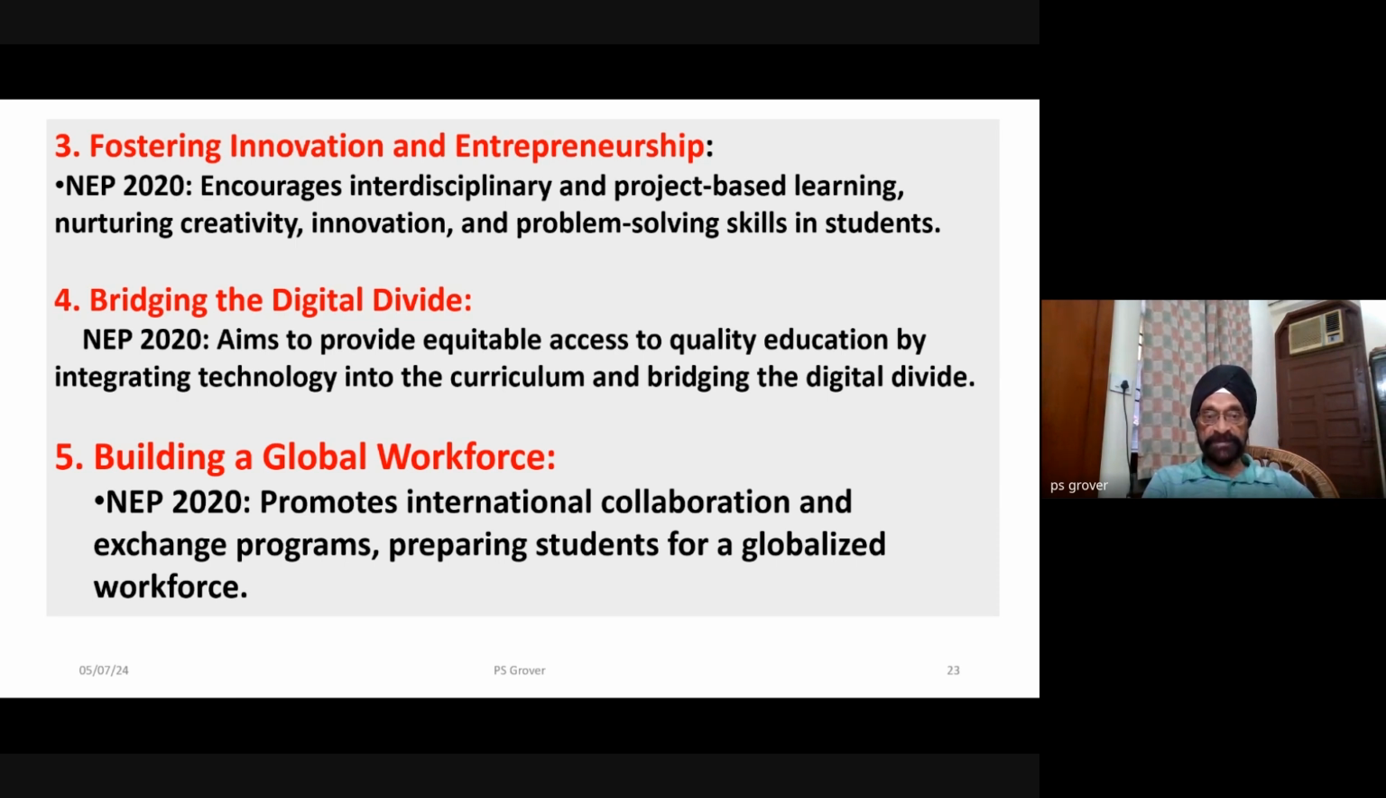making them digital citizens, aiming to provide equal access to quality education, bringing technology into curriculum, building a global workforce. NEP promotes international collaboration and exchange programs for students for a globalized workforce.